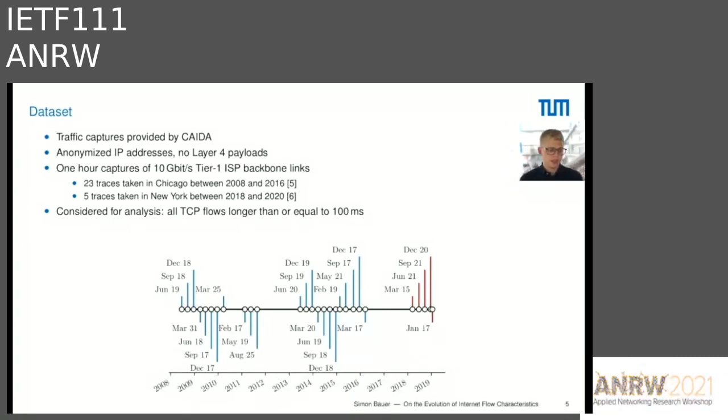Regarding pre-processing of such traffic, we only consider TCP flows that are longer than or equal to 100 milliseconds. This is also done by related work and proposed to filter out quite short flows, because calculated flow rates may be falsified for short flows, in case of single packet flows, or if all packets are sent back to back.